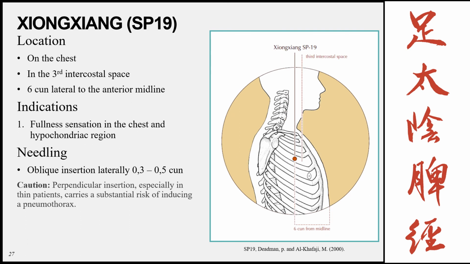The next point is Chongxiang, spleen 19. This point is on the chest, still 6 tsun lateral to the midline, but we're in the 3rd intercostal space over here. This point is used for the sensation of fullness in the chest and hypochondriac regions. Our insertion is oblique in a lateral direction, 0.3 to 0.5 tsun. And remember the same caution against the perpendicular insertion as the previous 2 points.